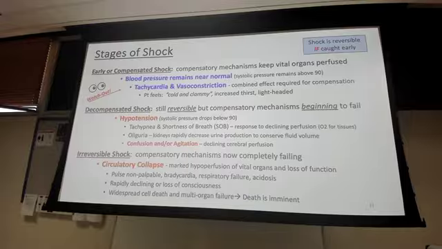Without that perfusion, our cells start to die. When cells start to die, our organs start to die. And when they die, there's no coming back from that essentially, right? They're dead. And our patients, if they're not getting perfused to the brain, they're going to be out of it, they're going to lose consciousness. If we have widespread cell death and our organs start to fail, then eventually that patient is going to die.